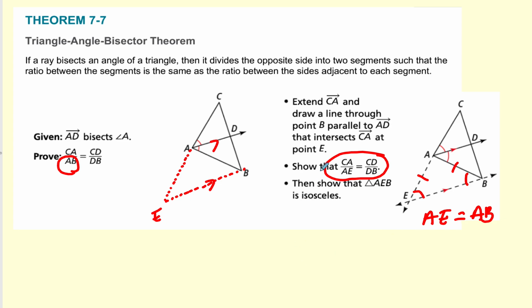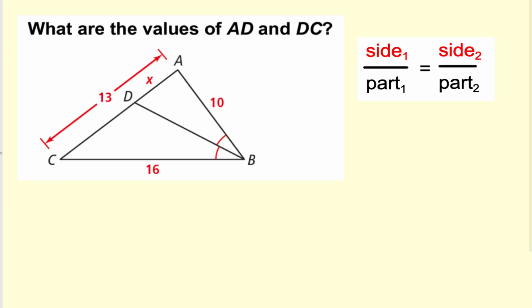So we're going to take AE out of here, and we're going to put AB in its place, and that's what we want right here. So that's why this theorem works. So you can do side 1 over side 2, part 1 over part 2, or you can do any combination that allows us to have the same cross multiplication product.